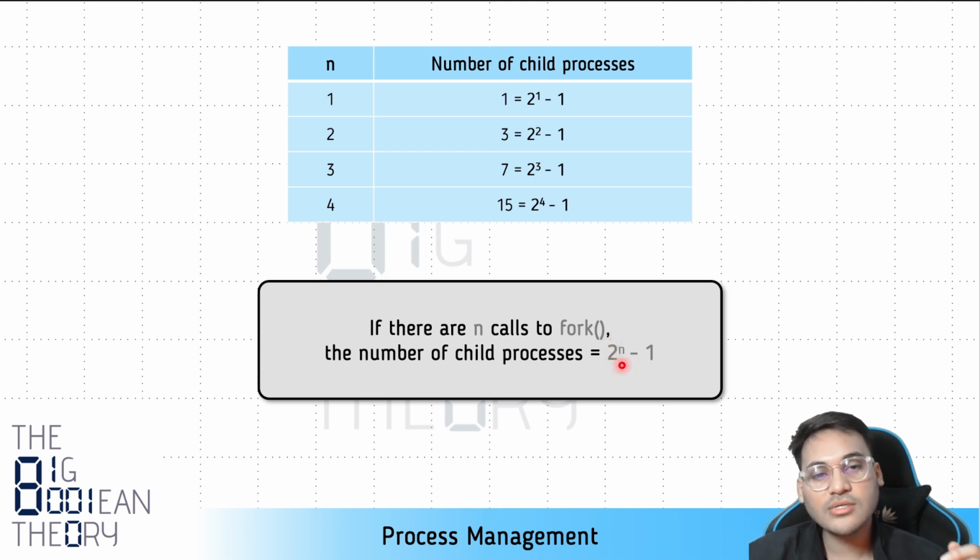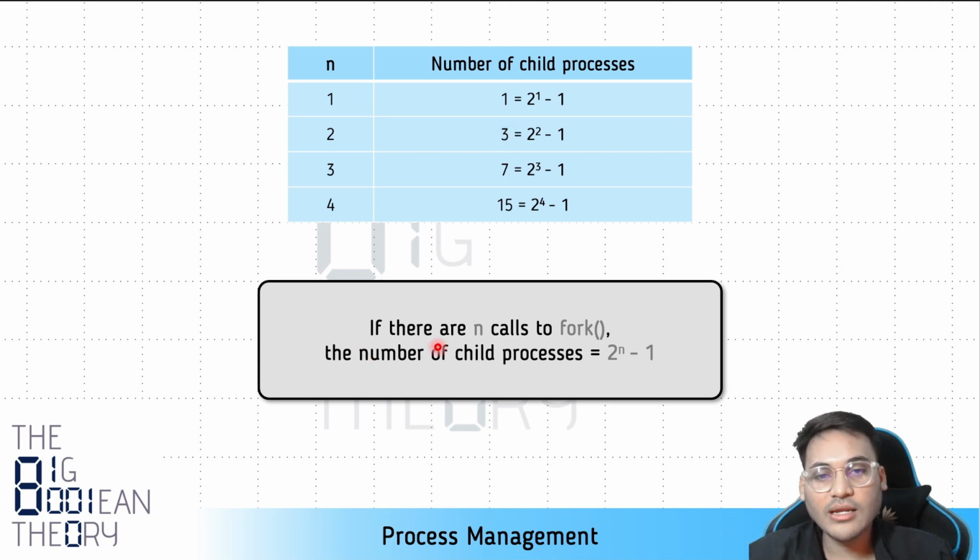This is coming because with every increasing value of n, the total number of processes in the system is doubling, right? For n equals 1, the total number of processes in the system was 2. For n equals 2, it was 4. For n equals 3, it was 8. And for n equals 4, it was 16, right? So this is the total number of processes in the system. If we exclude the parent process, we have one parent process, then that gives us the number of new processes, or the number of child processes, that were created as part of executing this piece of code.